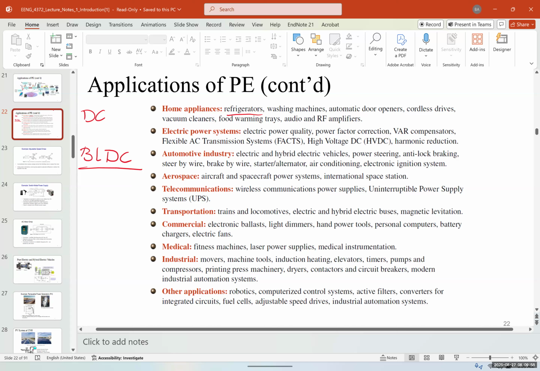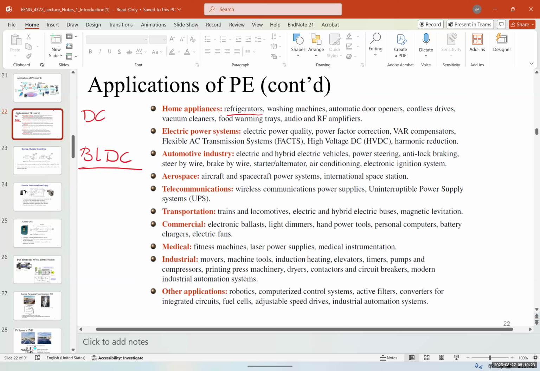Commercial applications, like electronic ballasts, light dimmers, hand power tools. All of these, DeWalt and Hitachi, which you see right now, are using BLDC. And controlling the torque and controlling the RPM requires a control system, a power electronic system.